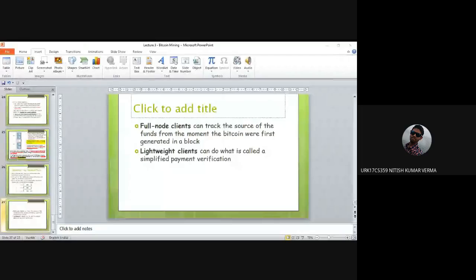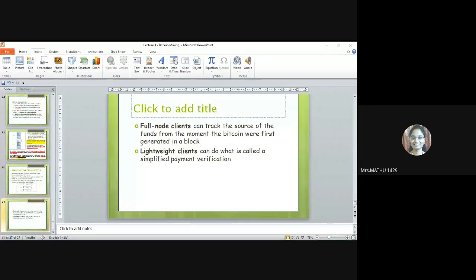Ma'am, a small doubt. Miners will be getting rewards, so will that also be considered a transaction? Yes, whenever they verify a transaction, they will be rewarded. But that is not a transaction. A new Bitcoin will be created, and that will be in their account. That is the reward.